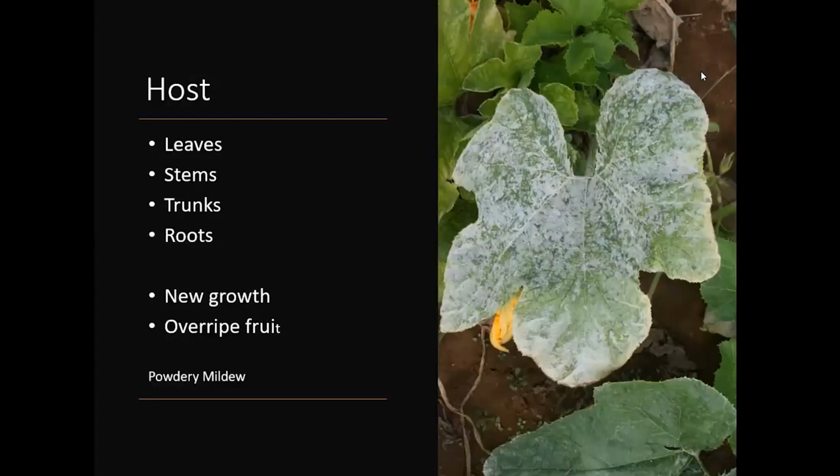So when I say host, I don't just mean the plant itself. We can mean leaves. So some pathogens will only affect leaves. Some will only affect stems, some only trunks. Now we're talking tree fruit, and some will only infect roots. So that susceptible host plant part has got to be there. Sometimes they will only infect new growth. Okay, so emerging new growth. Powdery mildew is one. That's when it's infecting. It might not be when you see it, but that's when it's infecting. So infection is different than that disease development.